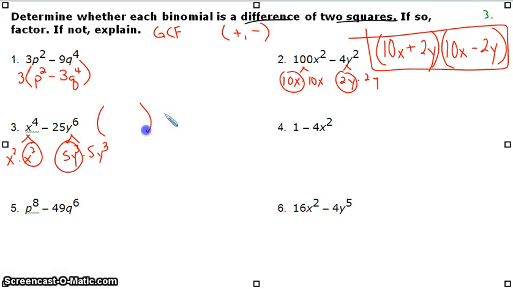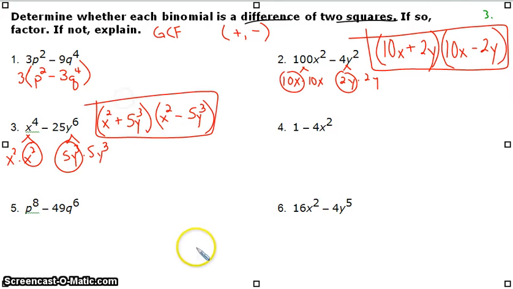Go to your two binomials. Start with that x squared. What are they both going to end with? 5y to the third. 5y to the third. What's the signs? That's right, one positive, one negative. One plus, one minus. And there's your answer. Cool. Difference of squares are awesome.